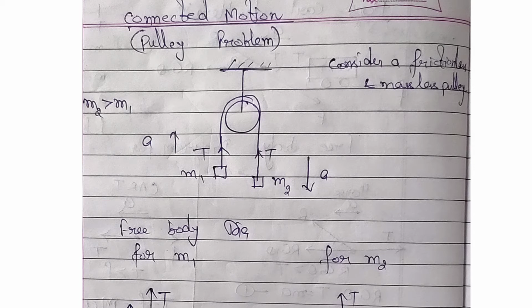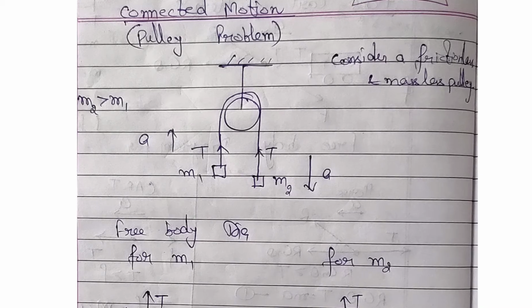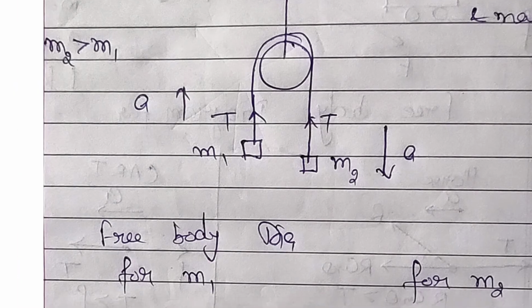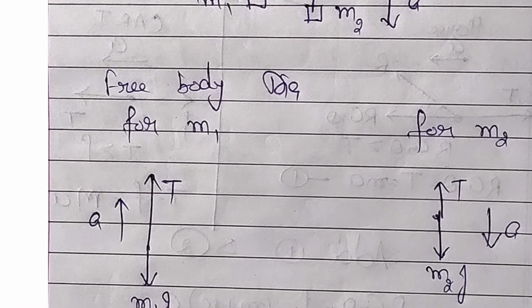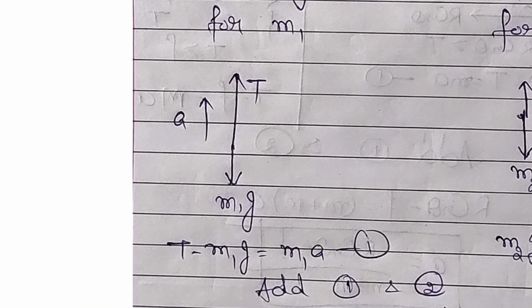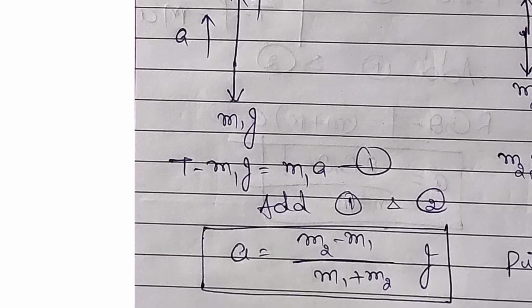Two masses are attached to it with a string. Let us say m2 is greater than m1, so m2 will fall downward and m1 will go upward. So make a free body diagram. For the first body, this is weight m1g downward and tension T upward, and the first body is going upward, so acceleration is in the upward direction. So net force is mass into acceleration.